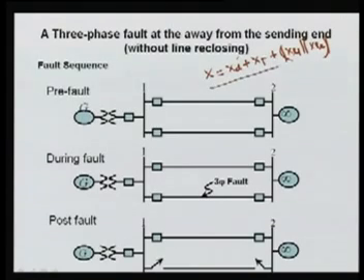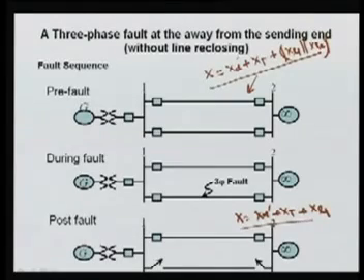So this is your X in this case. Now in this case what will be happening? Your X will be your XD prime plus your XT plus your XL1, only one line is there. So now you can say this impedance is lesser than this X1 because the parallel impedance of the two systems is always less than the impedance of its own. So here this value is now more compared to this.